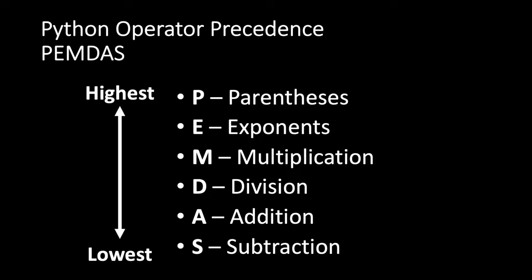In this slide, you can see here the operator precedence. The highest order precedence is parentheses, and then going down to exponents, multiplication, division, addition, and subtraction. In our example we just looked at, the multiplication took a higher precedence than the addition, and that's why the multiplication happened first. So in Python we call it PEMDAS for the operator precedence order.